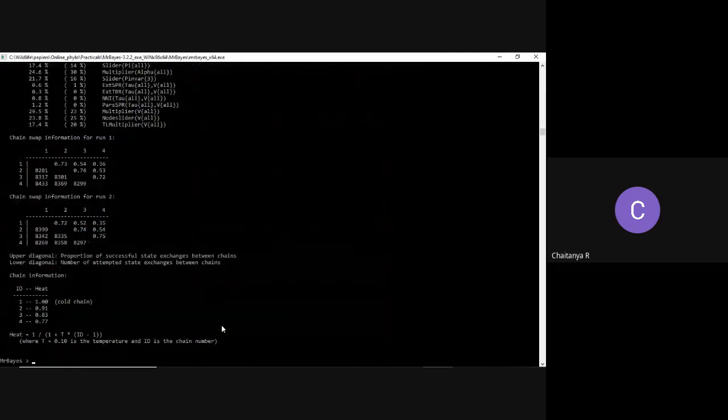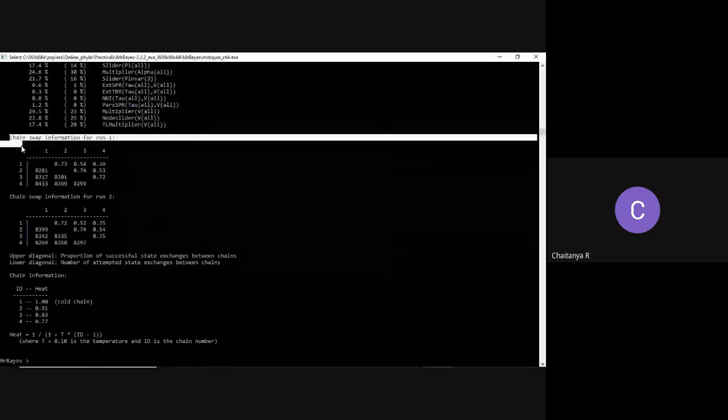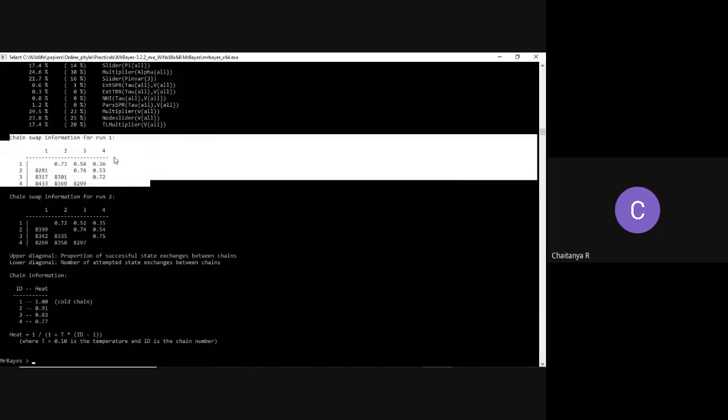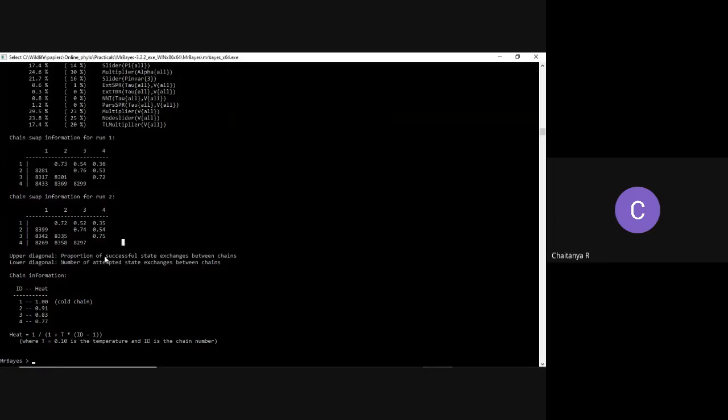Okay, now this is the interesting part. If you look at where I'm highlighting, it tells you how the swaps have happened. So swap information for run 1 and swap information for run 2, right? Upper diagonal is proportion of successful state changes between chains, and lower diagonal is number of attempted state changes between chains. Yeah. So 1 is always your cold chain, right?